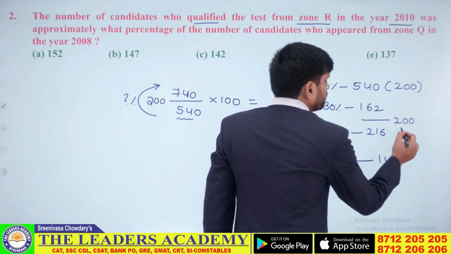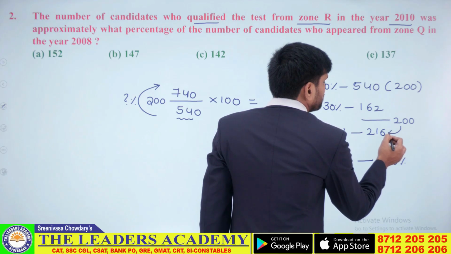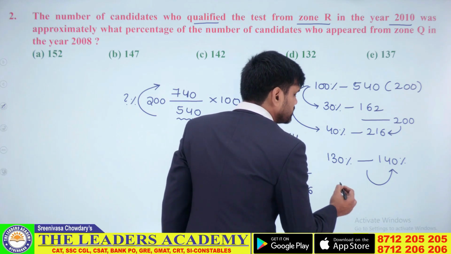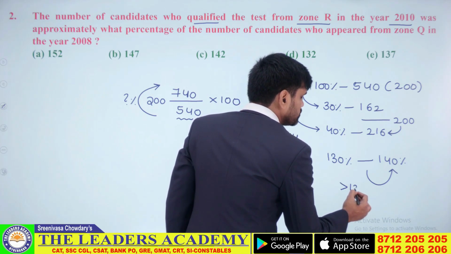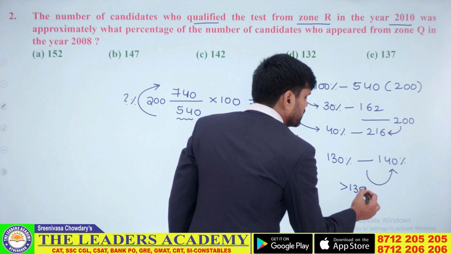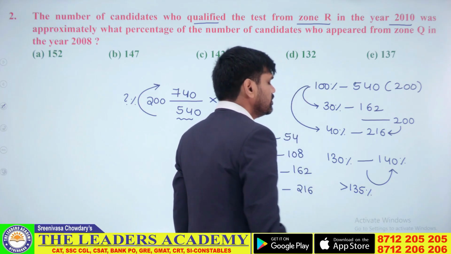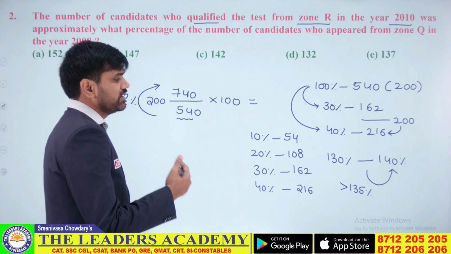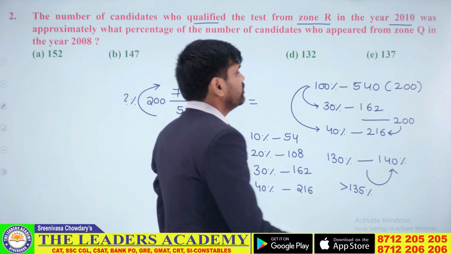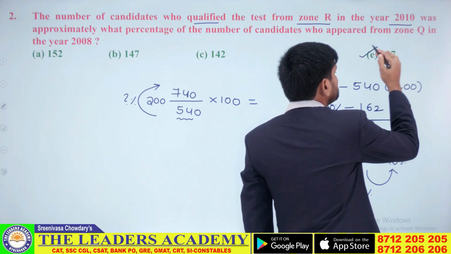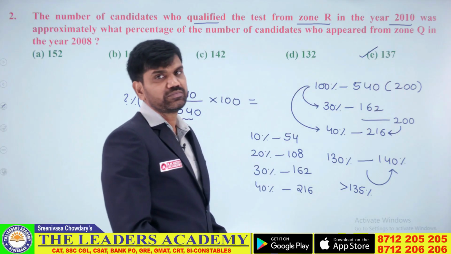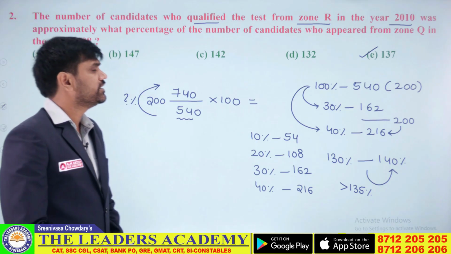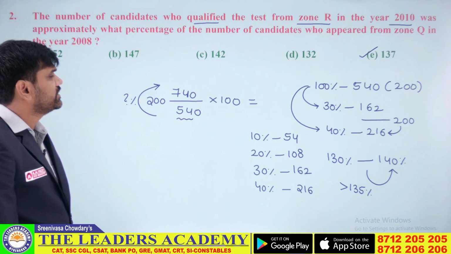That is more nearer to 40% means your answer will be more nearer to 140%, which means your answer has to be more than 135%. More than 135% and less than 140%. We have only one option, that is option E. Hence your answer has to be option E. Next, please make a note of that.